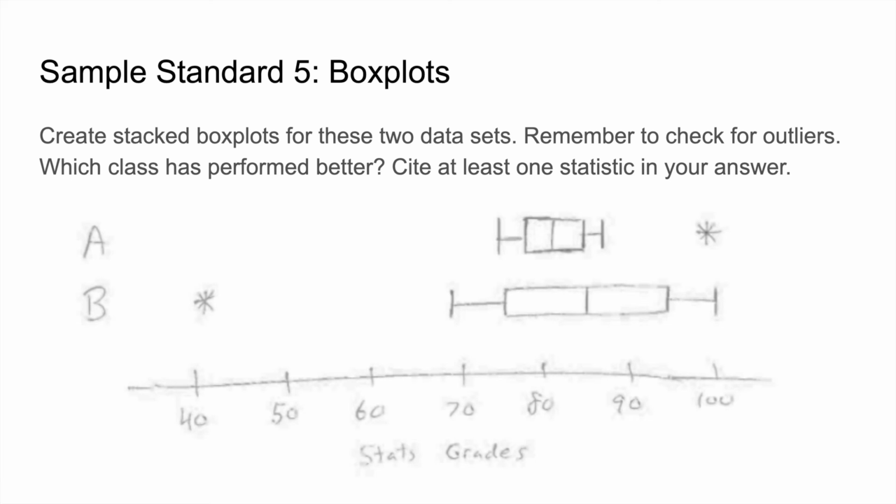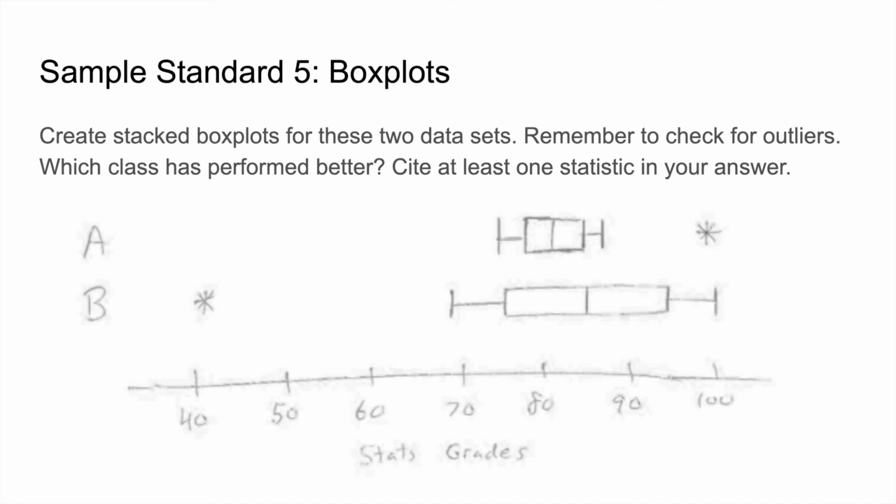Something else to look at is the spread. The B data set is a lot more spread out than the A data set. So the kids in the B data set are getting a real wide variety of scores. Those scores range from 69 to 100, whereas essentially everybody in the A class was scoring between 75 and a high 80. So it seems like the A class was a lot more consistent than the B class.